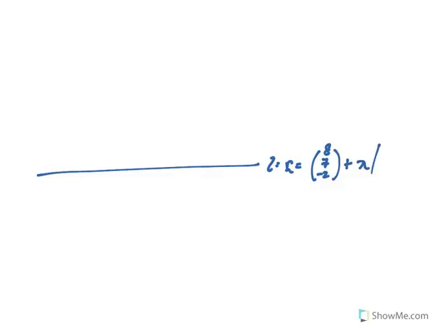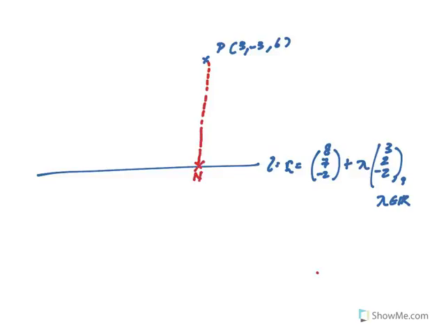Very quickly, we go on to the next portion. If we are going to do this, let's draw the line first. This is our line here: R equals (8, 7, -2) plus lambda (3, 2, -2), where lambda is a real number. With that, the position vector P is (3, -3, 6) over here. So basically what I need to do is first find the position vector of the foot of the perpendicular.